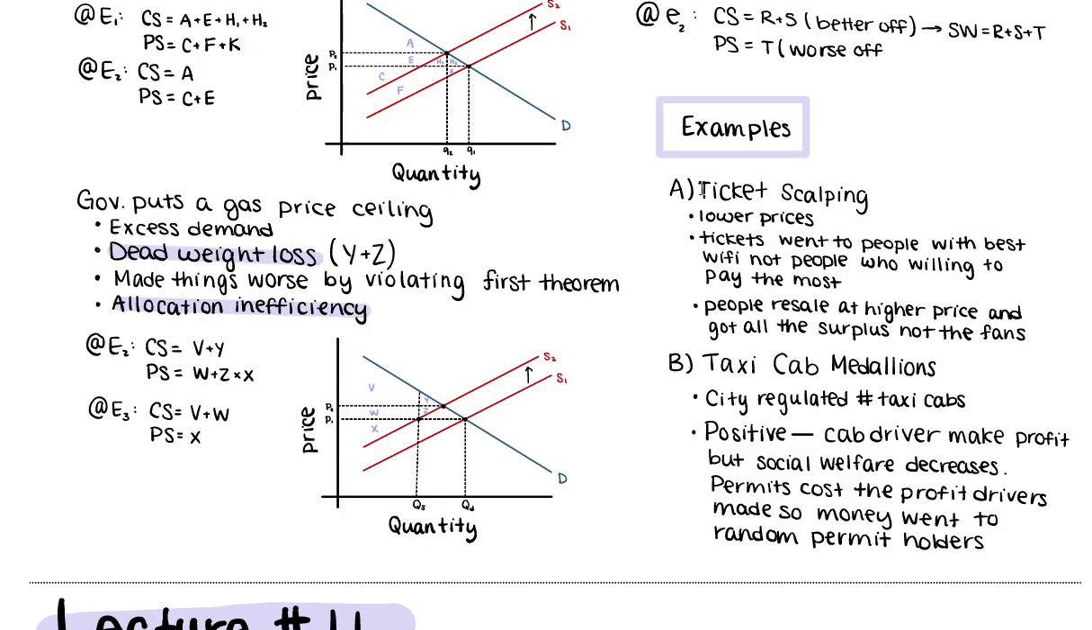Let's have some examples. The first is ticket scalping. Low-priced tickets went to people with fast Wi-Fi and not to people who were willing to pay the most. So people resell at a higher price and get all the surplus, not the fans.